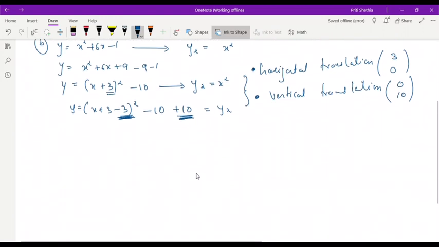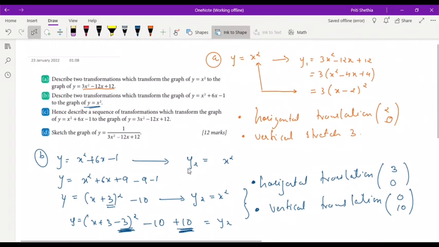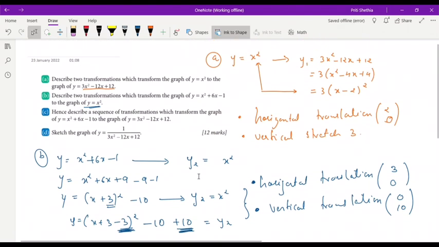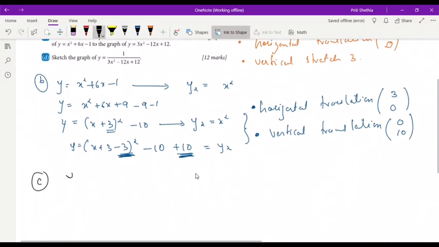Moving to part C. Now it says, hence describe a sequence of transformations which transform the graph y = x² + 6x − 1 to the graph y = 3x² − 12x + 12. We know both the functions in perfect square form. So first we write that and then we try to figure out what is the translation. So my y = x² + 6x − 1 in perfect square form is (x + 3)² − 10.